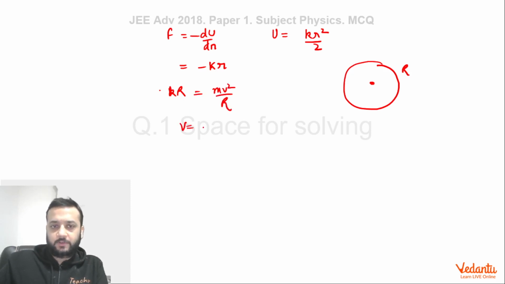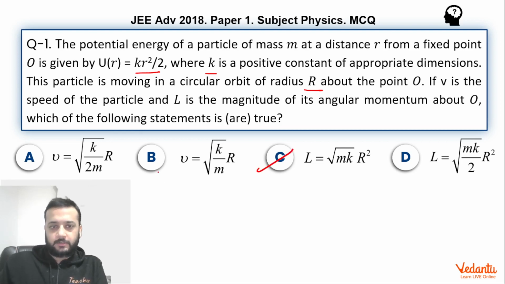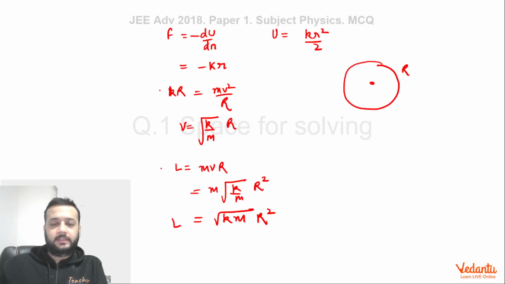From here we can see that the velocity or speed comes out to be root of k by m into r. This is the value of the speed. Angular momentum, its magnitude is very simple to write. We know when a particle moves in a circle, the magnitude of its angular momentum is nothing but mvr. So just put the value of v over here. What do we get? m into root of k by m into r square, which means it will be equal to root of km into r square. So this will be the magnitude of the angular momentum. So root mk r square, and option B will be the correct answer for this question.